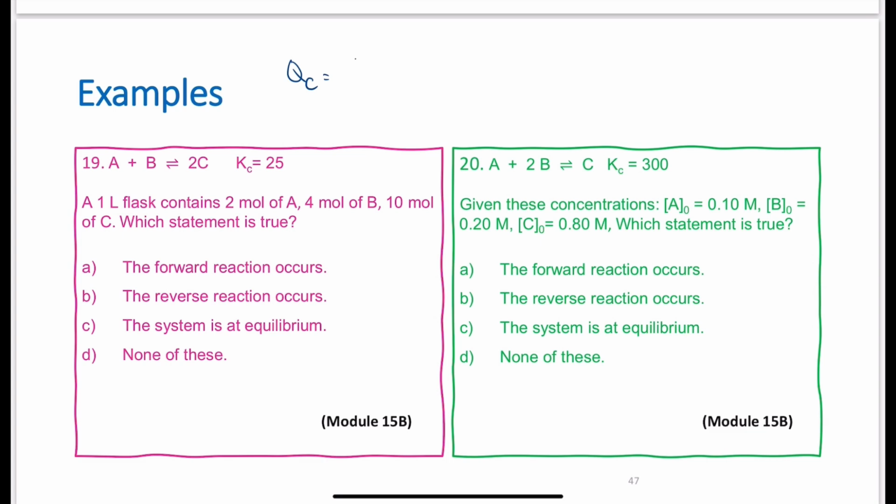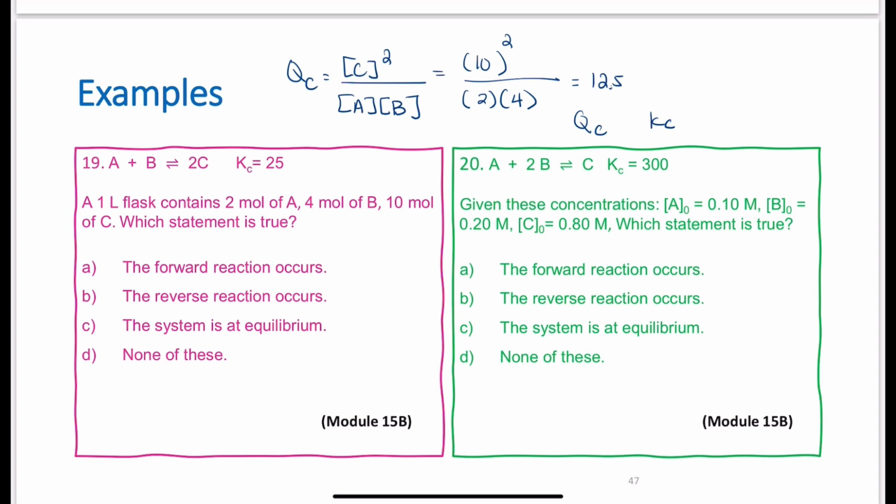My Qc is equal to the concentration of C squared over A times B squared. C is 10 moles in a 1-liter flask, so 10 molar squared. A is 2, and B is 4. Calculate that out, and I get 12.5. So what I'm doing now is comparing Qc and Kc. I know my Qc is 12.5. I know my Kc is 25. Kc is bigger, so it needs to travel that way to reach equilibrium. The forward reaction occurs. What that means is, as written, I need more product to reach equilibrium.